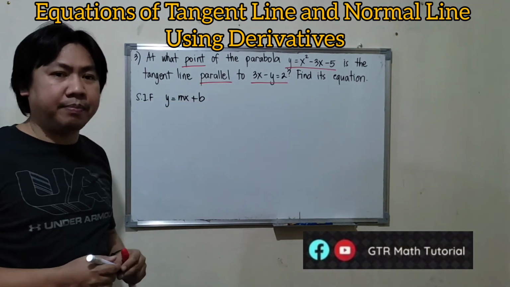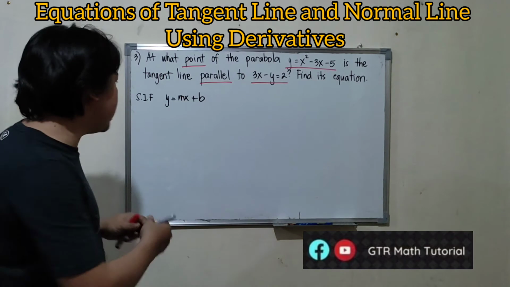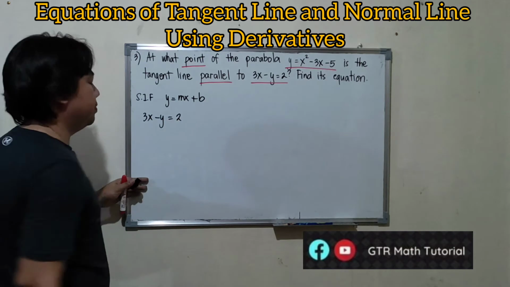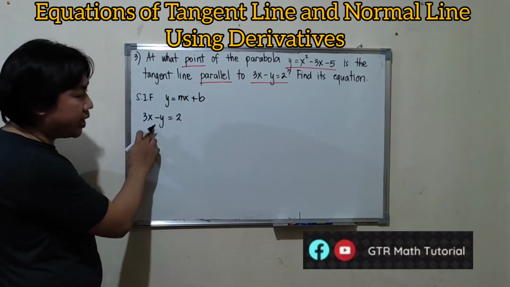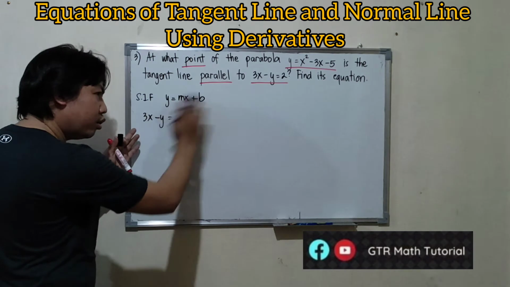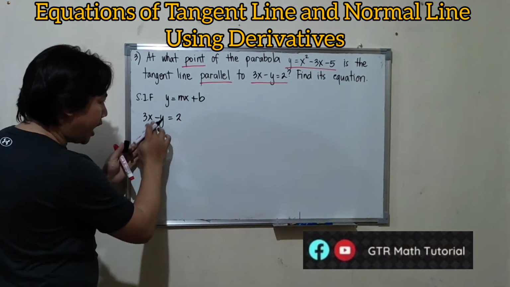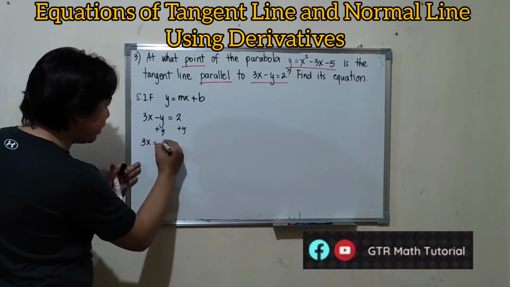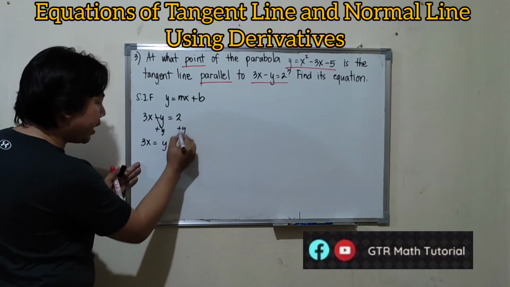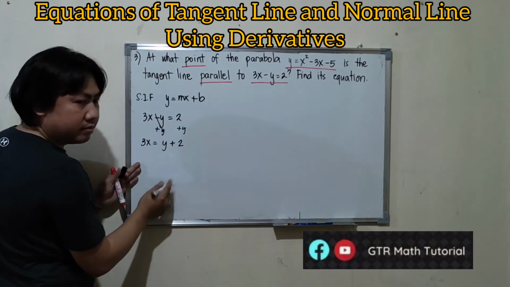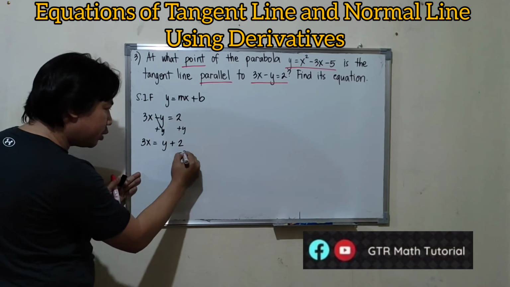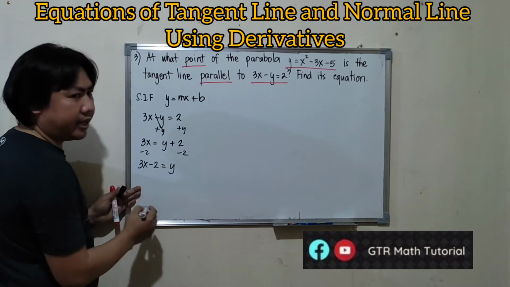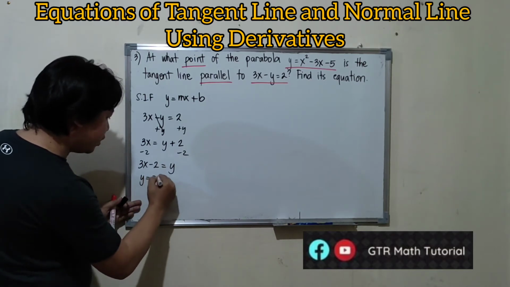B is the y-intercept. Okay? So solve for y. So we have 3x minus y equals 2. Since y is negative, we can put y to the right side to make it positive. So add y to both sides. So we have 3x is equal to y plus 2. Then put 2 to the other side by subtracting 2. So therefore we have 3x minus 2 equals y. So y equals 3x minus 2.